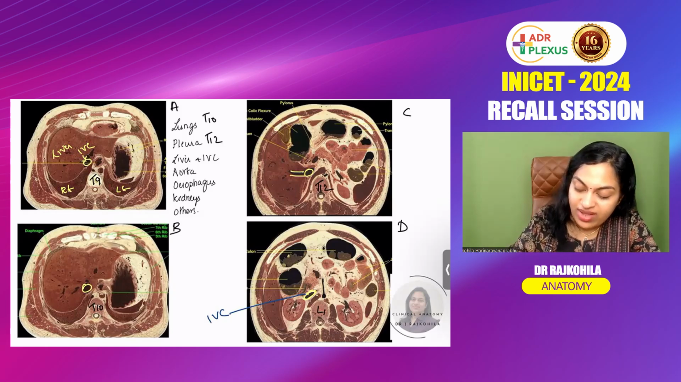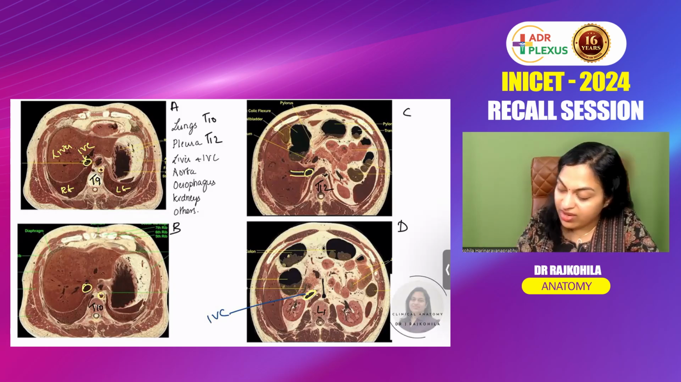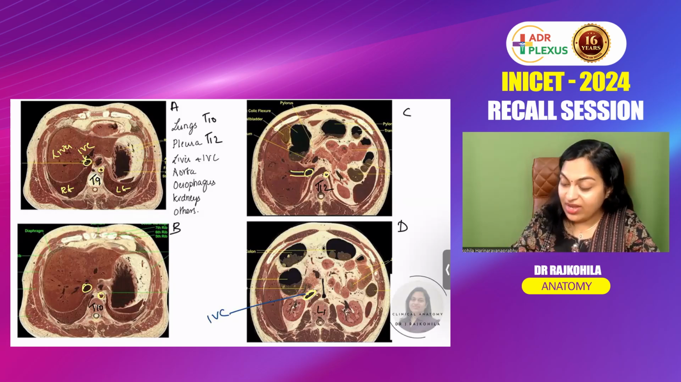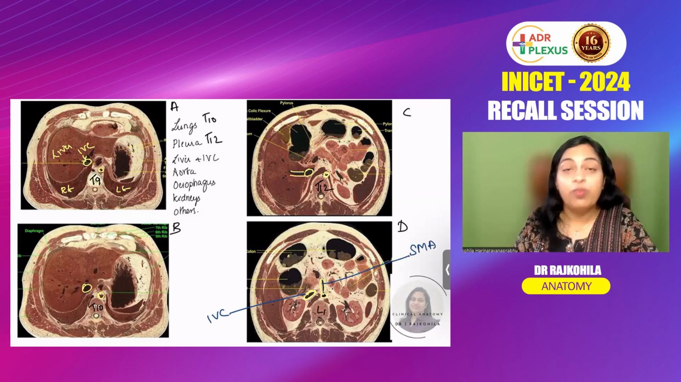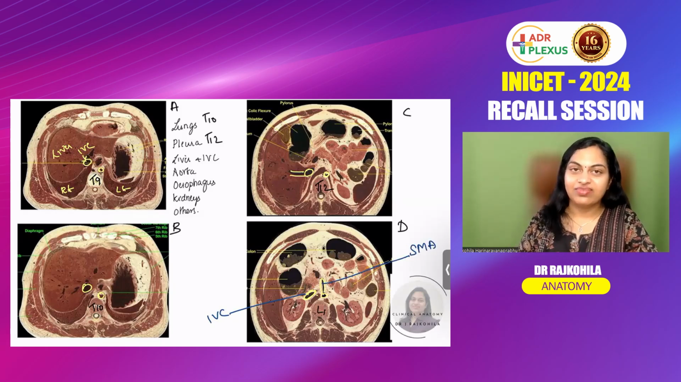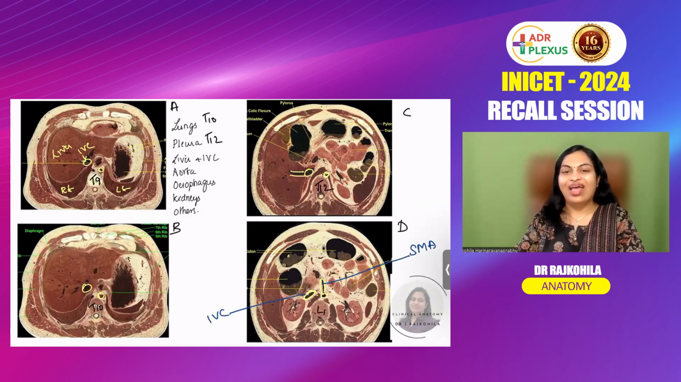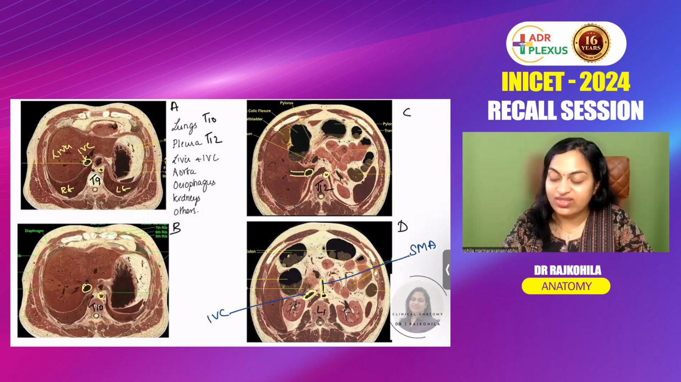Where is the aorta here? Exactly, in front of the vertebra, right? Here, this is the aorta, T12 and L1. Can you see the aorta here and one branch coming from the aorta? What could this be at L1 level? Superior mesenteric artery, right? At L1.